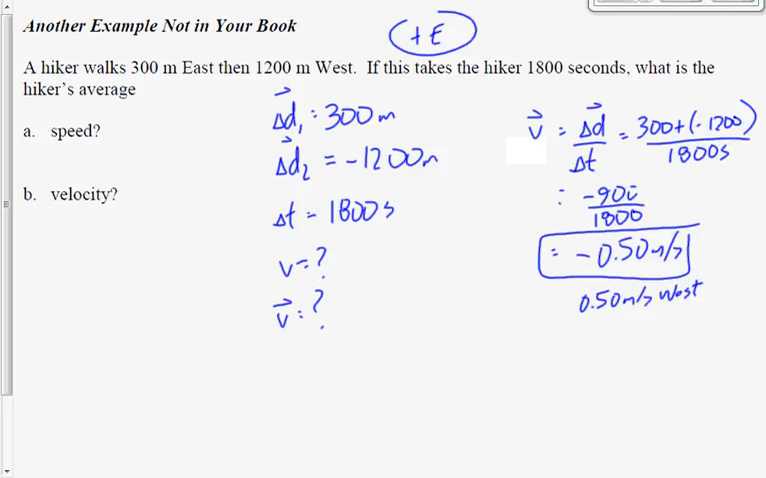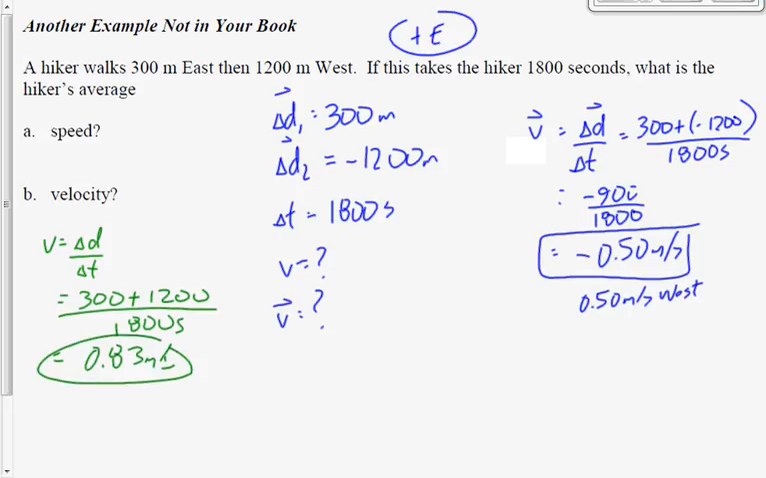What's the average speed? Distance over time. What's the distance traveled? 1,500, 300 plus 1,200. Divide it by a time of 1,800 seconds. That gives me, I think it's 0.83, wasn't it? 0.83 meters per second, positive. Wait a second. How come it's a different answer than we got for velocity?